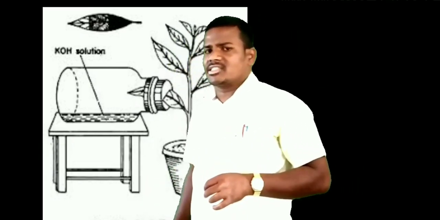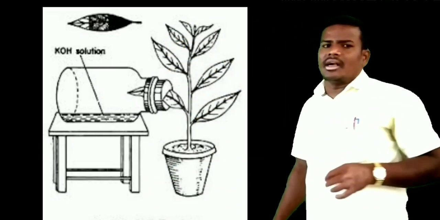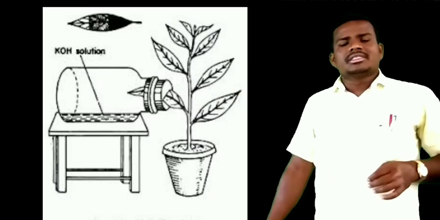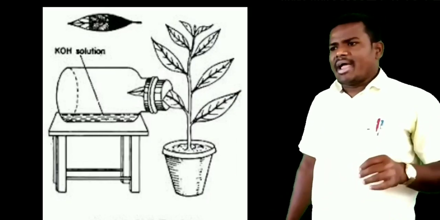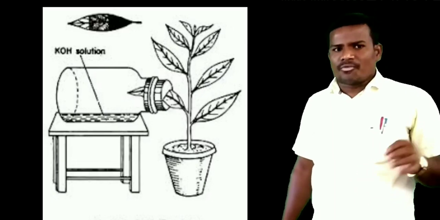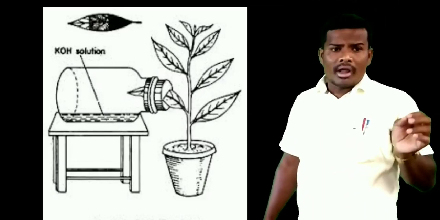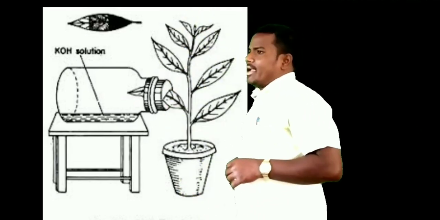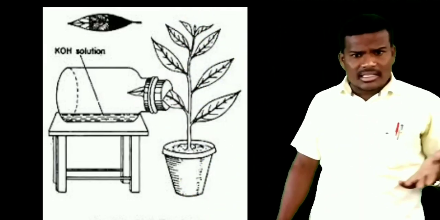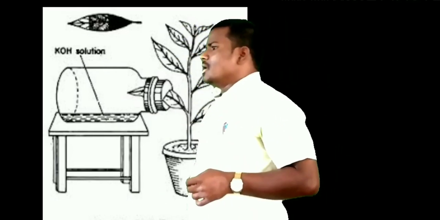So this is the activity. Finally, the result: we proved that CO2 is a must for all plants, to conduct the process of photosynthesis and prepare their own food. CO2 is a gas. Next, oxygen. CO2 is the essential required factor for photosynthesis.